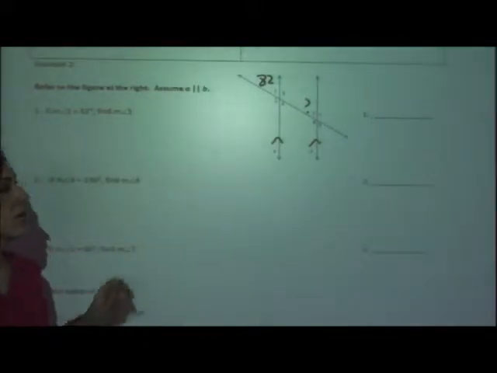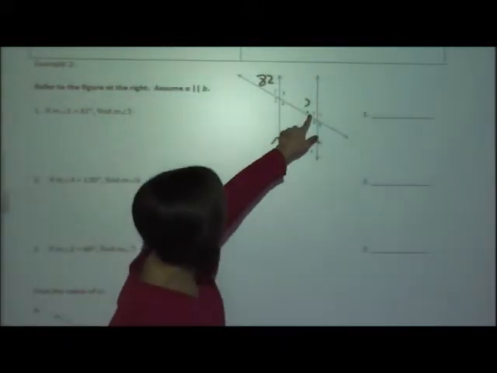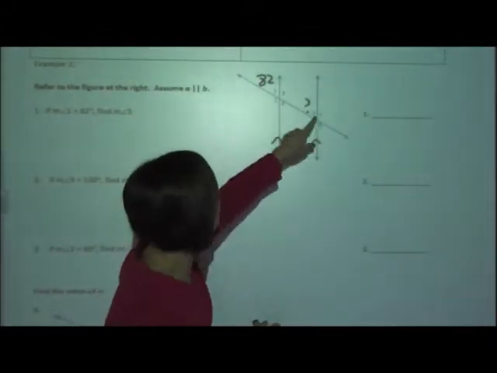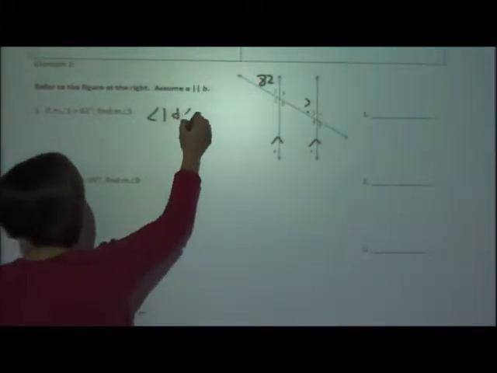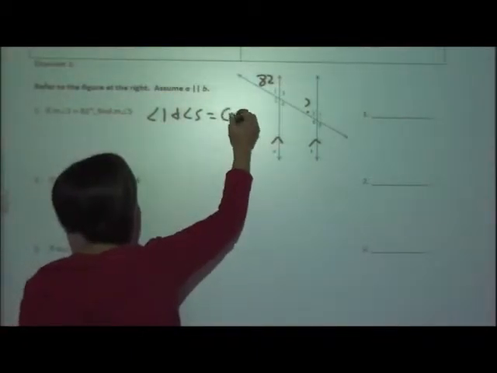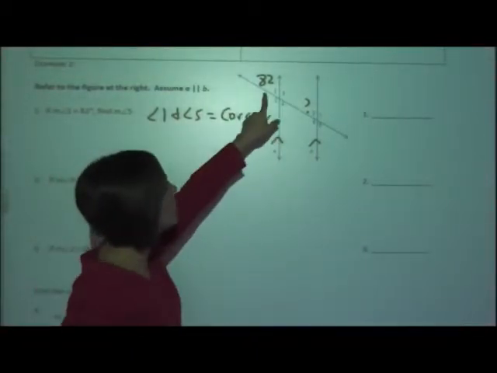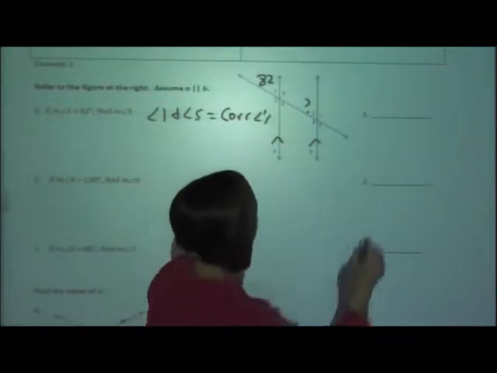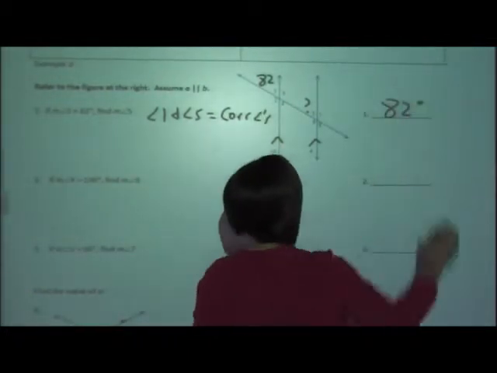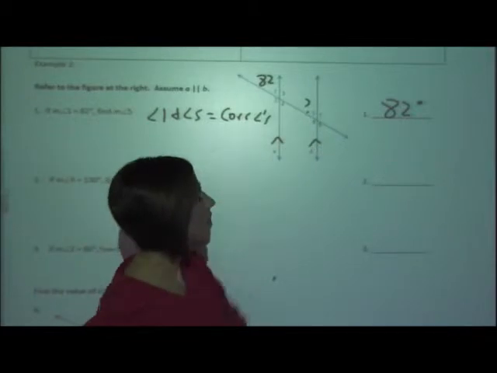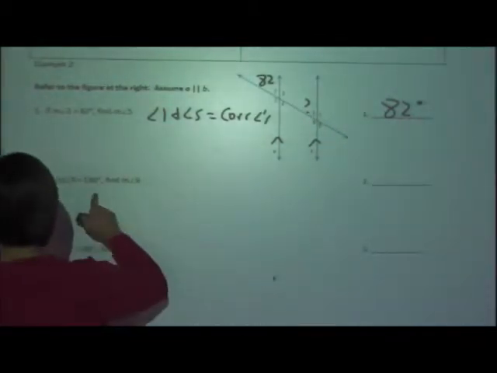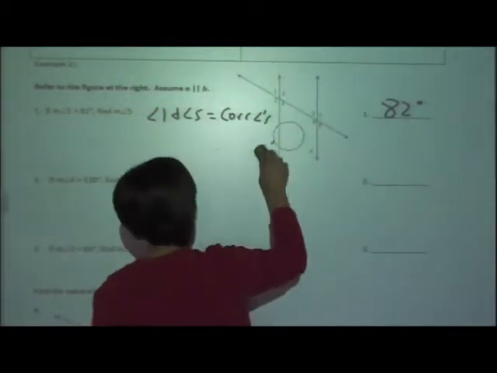Well, the measure of angle 5 and the measure of angle 1 are going to be congruent because angle 1 and angle 5 are corresponding angles. And when corresponding angles are formed by parallel lines, then the corresponding angles are congruent. So if 1 is 82, then 5 is also 82. Pause the video and see if you can figure out number 2.